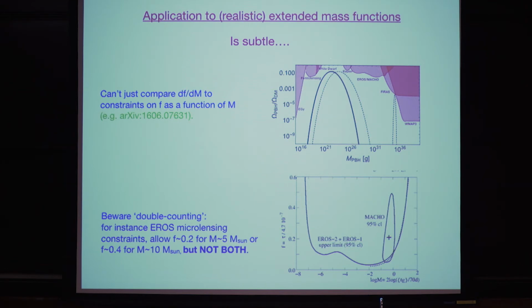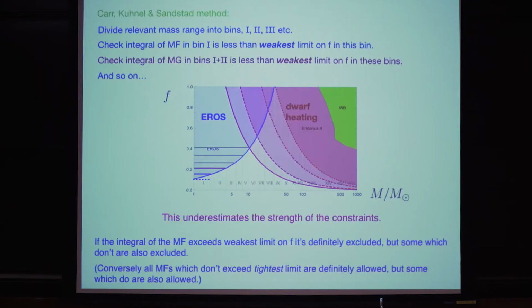So for instance, here we've got a constraint of about 0.2 for 5 solar masses and about 0.4 for 10 solar masses. So you can have either of those things, but you can't have both of those things. If you had both of those things, you would be violating the observational constraint. So with this sort of naive comparison, you end up violating the constraints because you're double counting. So you've got to be a bit careful.